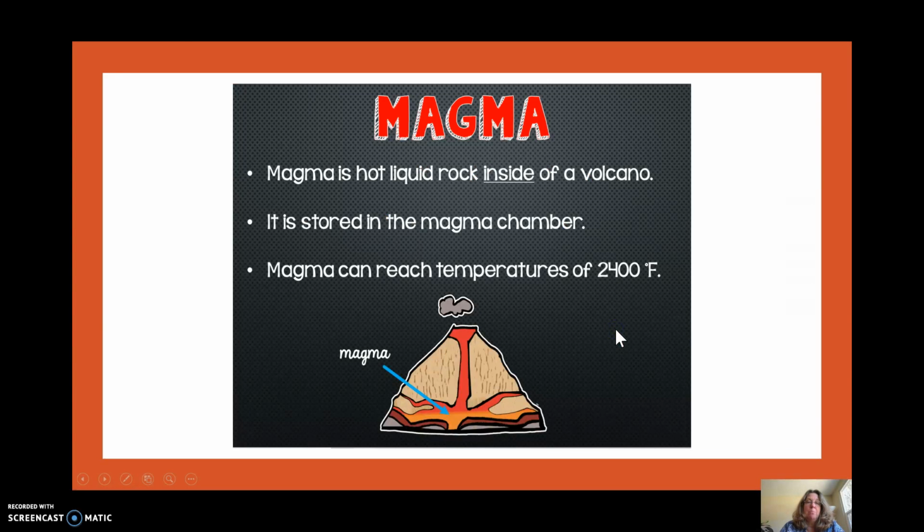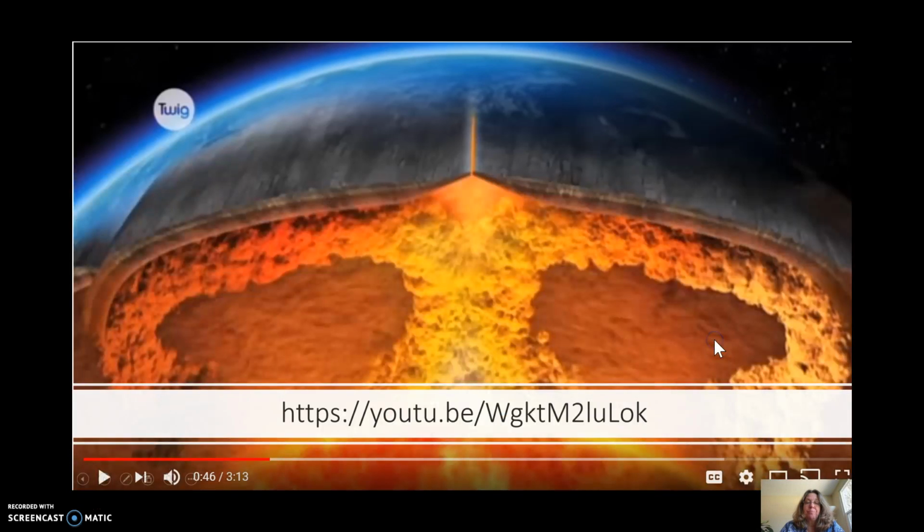And then this is an example. This is one of the slides from the presentation that we went through. This one happens to be about magma. And we learned that it's called magma when it's inside of a volcano. A volcano has a magma chamber inside of it. And then when it erupts, by the way, it's very hot, 2,400 degrees Fahrenheit. But when it erupts, it comes out, and then it's called lava. You can go back and look at this slideshow if you'd like to.